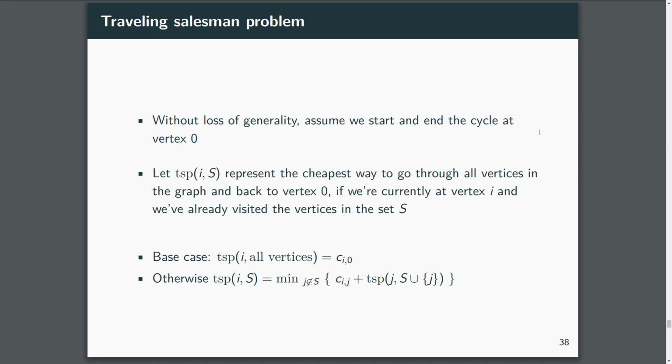So let's formulate a recursive function. We have TSP of I, so index I, and the set S. And that represents the cheapest way to go through all vertices in the graph and back to vertex 0 if we're currently at vertex I and we've already visited the vertices in the set S. So we're tracking which vertices are okay to go to.